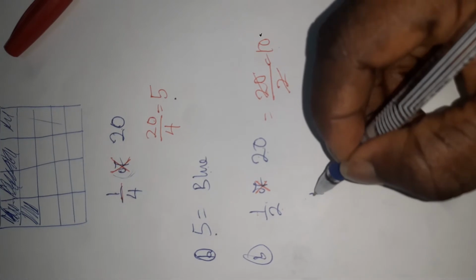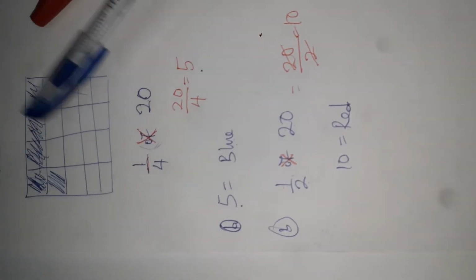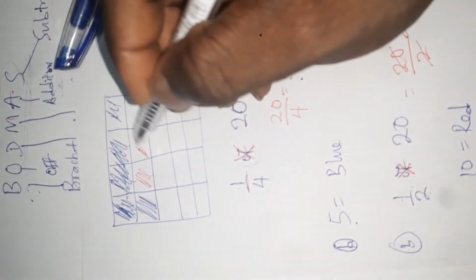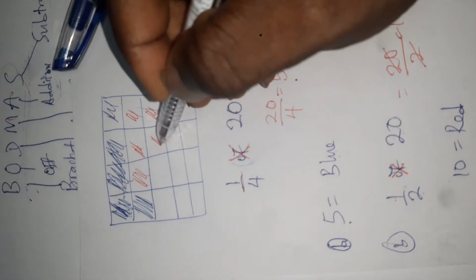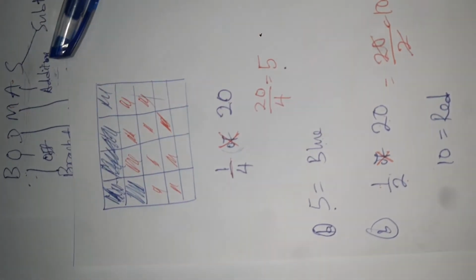So she colored 10 as what? As red. So you come to this box and color 10. 1, 2, 3, 4, 5, 6, 7, 8, 9, 10. Can you see?